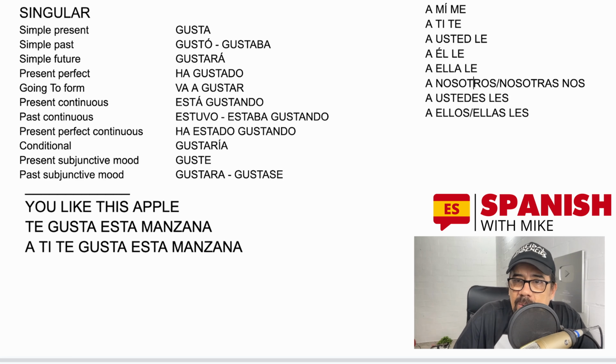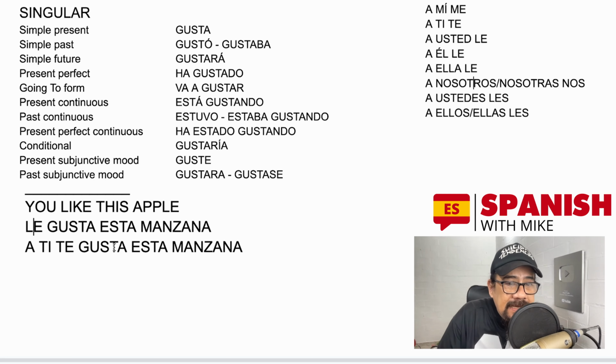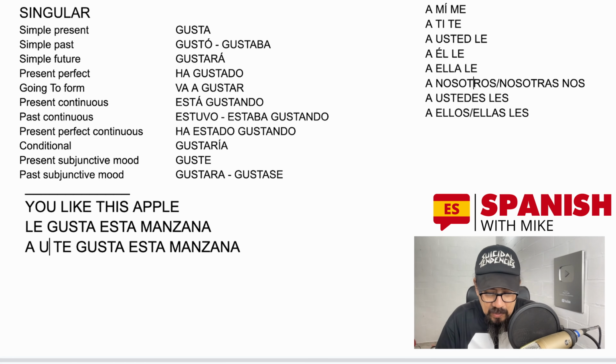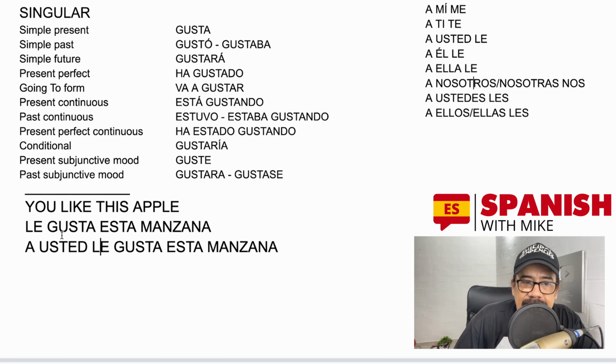If we are going to say usted, a usted, right? For you, singular, formal. It's not a close relationship, so for usted instead of tú: a usted le gusta esta manzana. That's easy. And so, if it's for he, a él le gusta or le gusta.